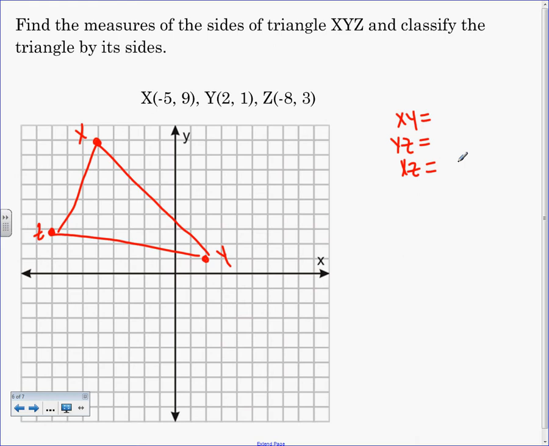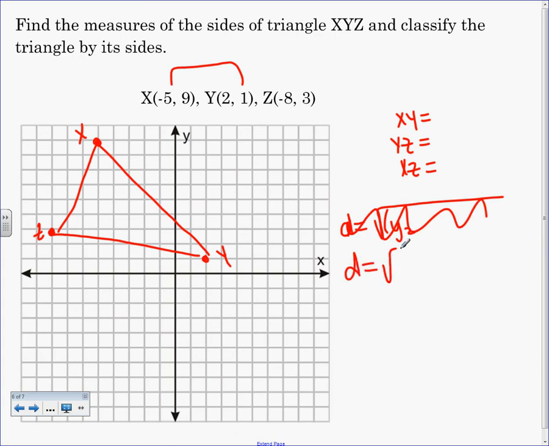So if I can't count and I want the length of each side, what am I probably going to use? The distance formula, right? So if I want the distance between X and Y, I'm going to use my distance formula with X and Y. If you've forgotten it, distance equals the square root of, you guys probably do the x first. That's how I have it memorized. So yours is probably more like this: x2 minus x1 squared plus y2 minus y1 squared. You need to have that memorized at this point.